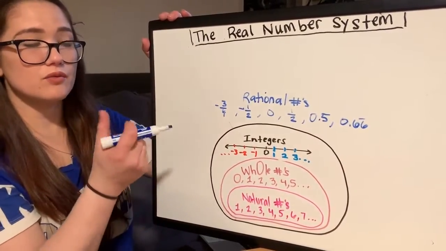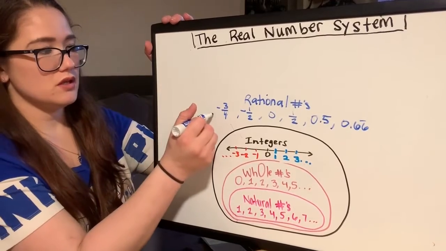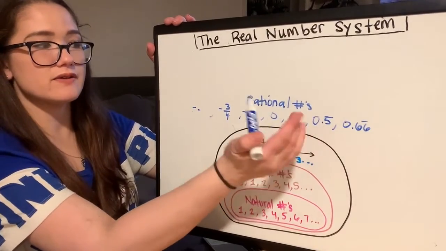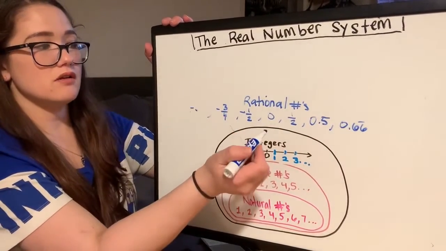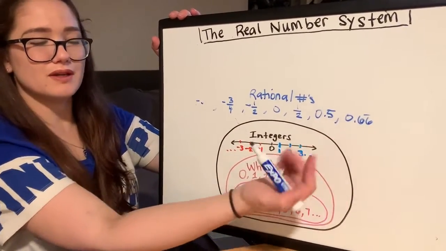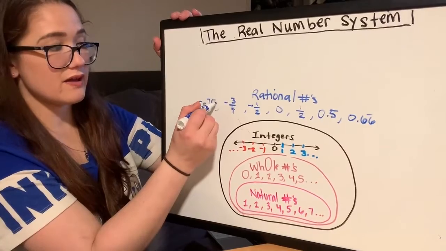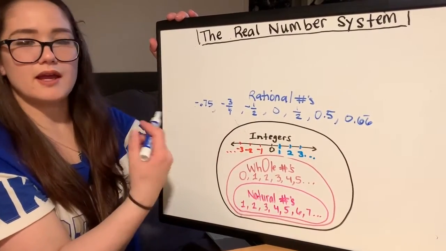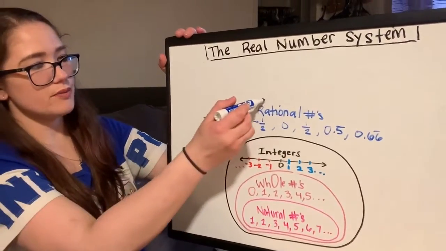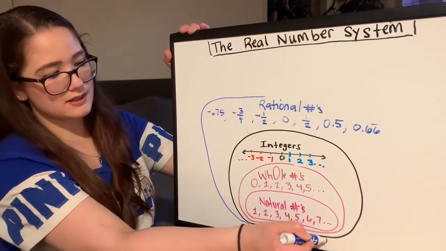And like I said again, repeating decimals and terminating decimals. So if we have also negative point, like the 0.5 is terminating, means it stops. So 0.5 is a terminating decimal, it's a rational number. 0.66 repeating is a repeating decimal, that means it's a rational number. So if we have 0.75 or -0.75, that is a rational number as well because it terminates. It's a terminating decimal.